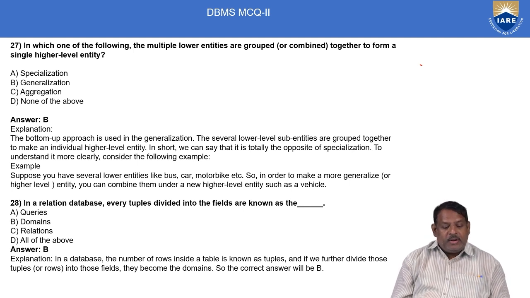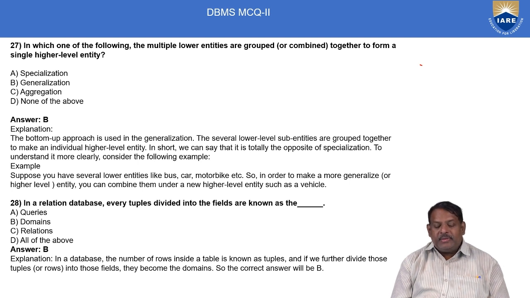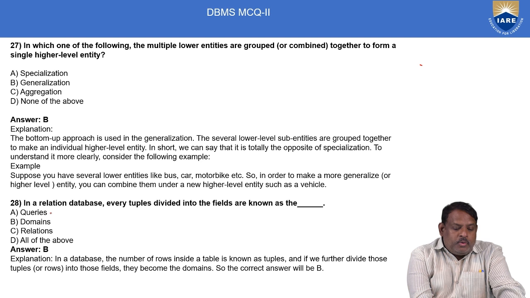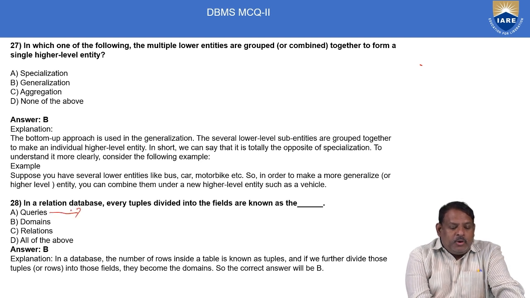We know that it is not a query, and we also know that it is not a relation. So the options left are D and B, and we go with option B, called domains. Explanation: in a database, the rows inside a table are called tuples. Further, if you divide those tuples or rows into fields, they become the domain. So the right answer is B. Queries mean we write a query to get the output. Relations are like foreign key relations.